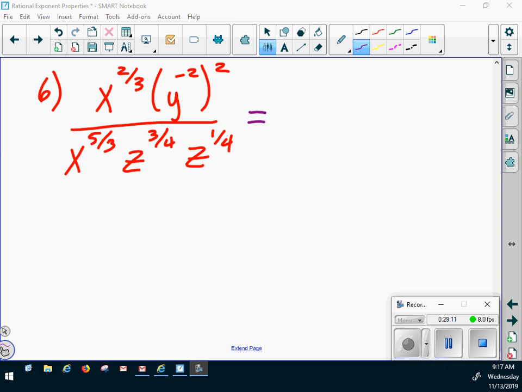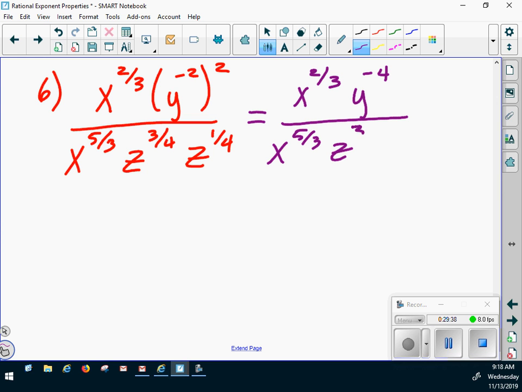Look at the numerator. Is there anything I need to deal with in that numerator? What do you see? Parentheses. Yeah. So y to the -2 squared is y to the -4. So this is going to give me x to the 2/3, y to the -4 over all that business. Did I write that down right? Yeah, I did. Oh, then wait just a minute then. I ought to be able to do this.